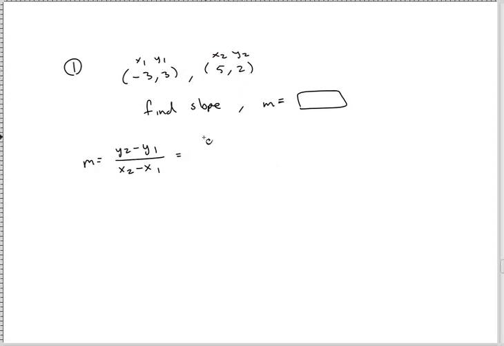So we got y2, I'm going to use a 2. y1 will be a 3. I got x2 as a 5, and then minus a negative 3. So I got a negative 1 at the top. 2 negatives make a positive 8, and we're done. That's the end of that problem. That was it. So expect to get fractions.